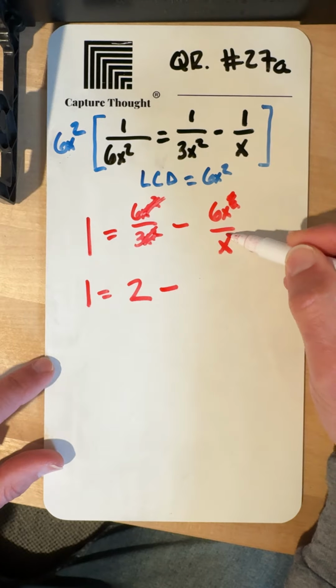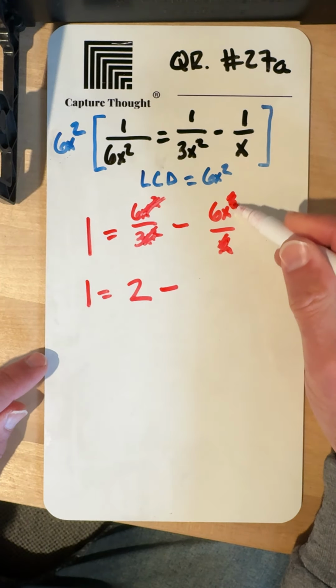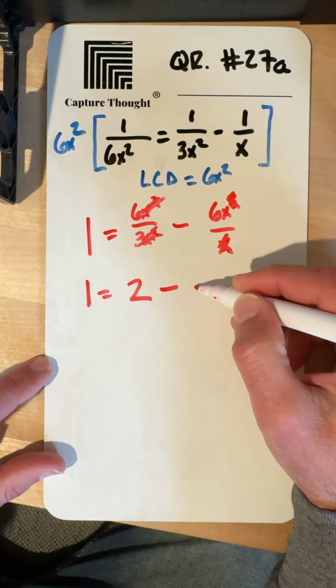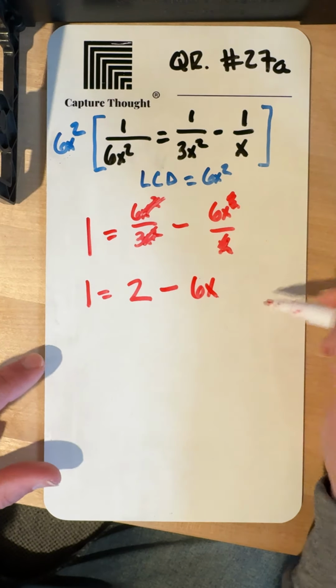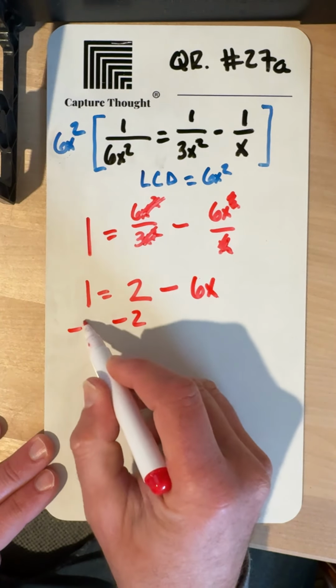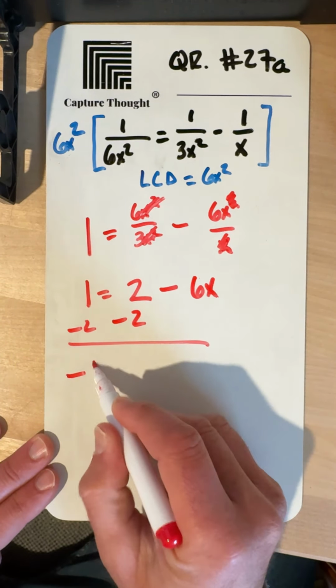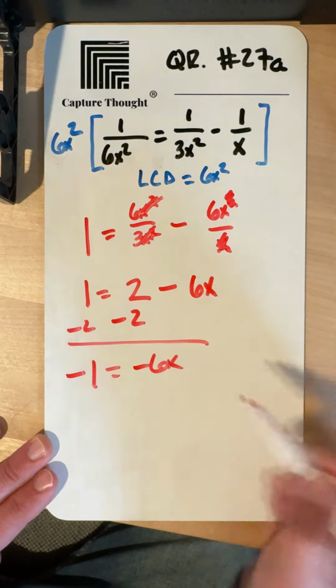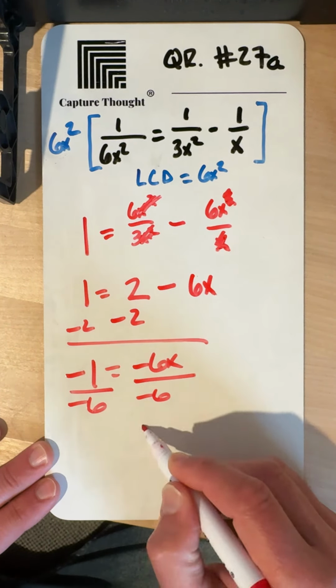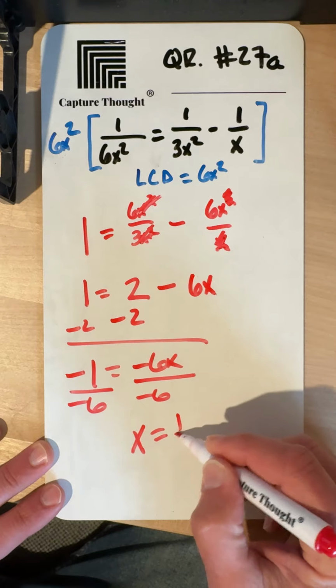This x squared and this entire x will cancel out because this x squared just means x times x divided by an x. So that will leave me with a grand total of 6x. And then all I have to do is solve this equation for x. So I'm going to subtract 2 from both sides. 1 minus 2 is negative 1 equals negative 6x. And then divide everything by negative 6. And I should see that x is worth 1 over 6.